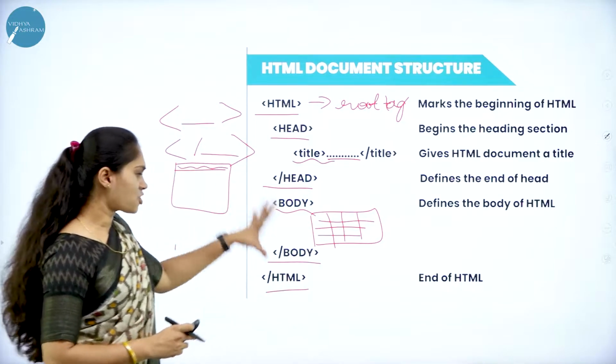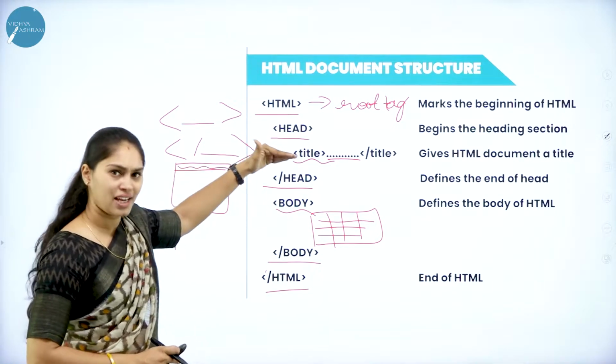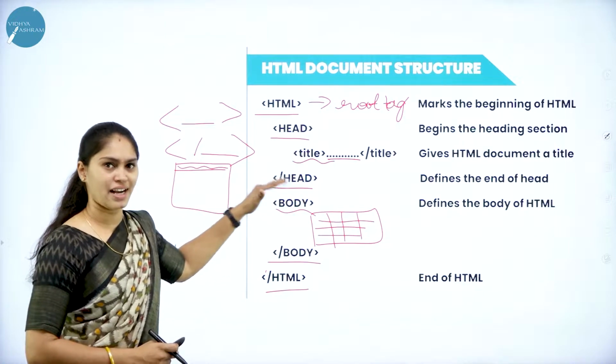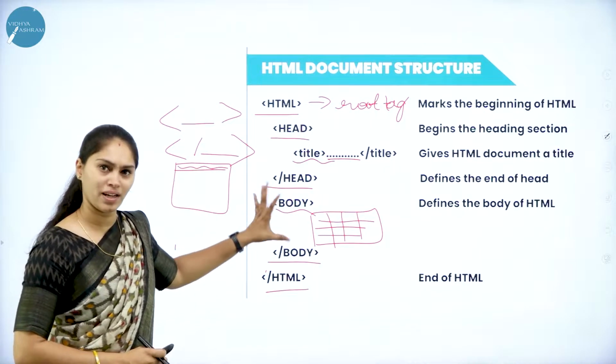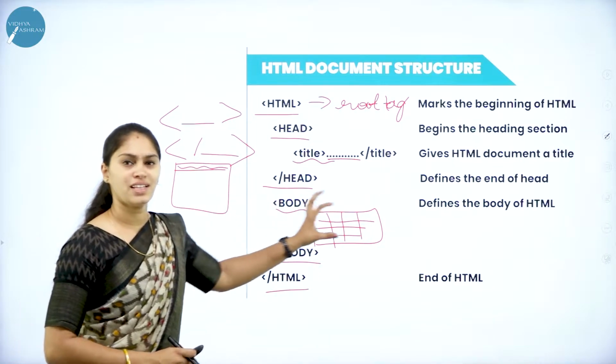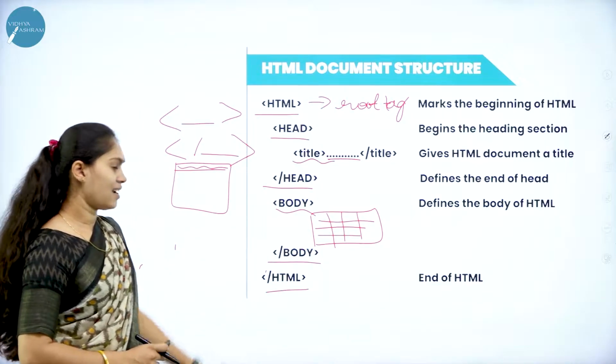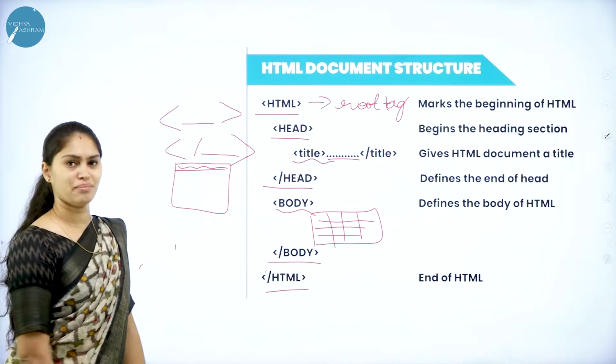Now we'll see the structure again here. HTML, head. Within the head, we have a title. Then I will close the title. Then I will close the head. After that, we have a body tag, the opening and closing of a body tag. Within the body tag, we are going to have the content of the complete web page. Then at last, I have to close this HTML root tag.